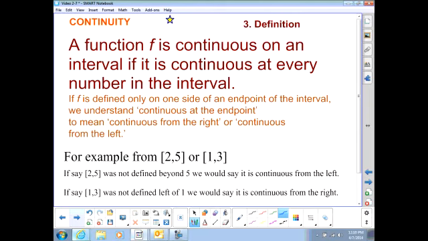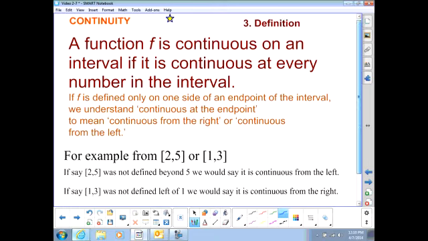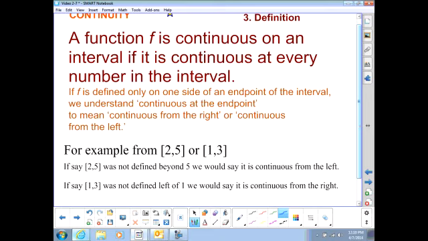Now we can also say that a function is continuous just on a given interval. So maybe we want to limit it to just a certain set of x values and see if it's continuous just on that section. So we say a function is continuous on an interval if it's continuous at every number in that interval.